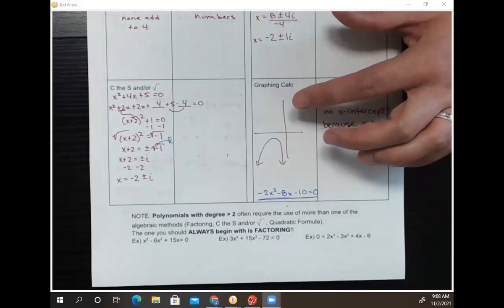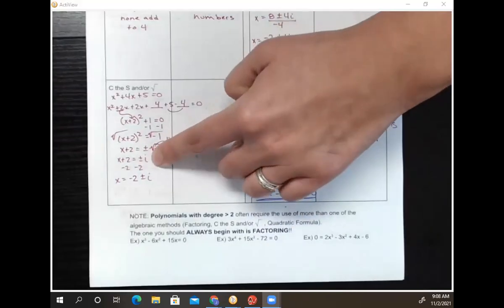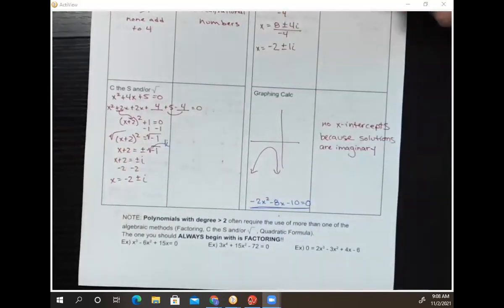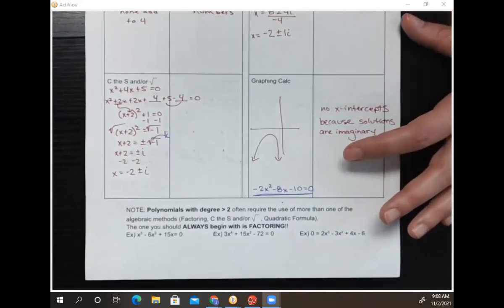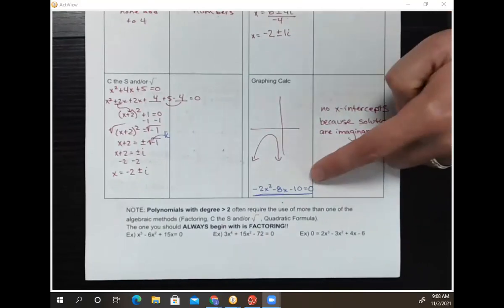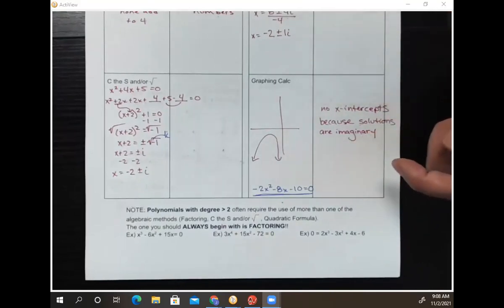We already knew we were going to have imaginary solutions from solving by completing the square and solving with our quadratic formula. But when we looked at our graph, we saw no x-intercepts. And since we were equal to 0, our solutions would be those x-intercepts. Since we have imaginary solutions, we talked about how we're not going to see them on the graph. So I wanted to talk about one more way that you actually could use your graphing calculator to get those solutions.